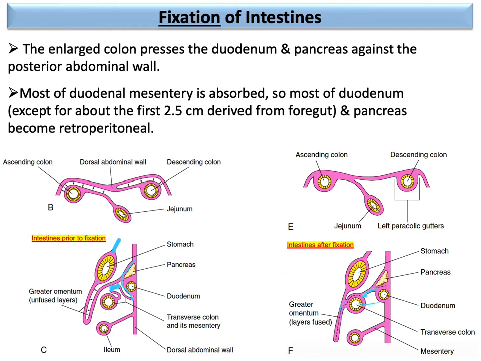So look at the fusion of the transverse colon. That's why you have the lesser sac here, and you have the stomach connected to the transverse colon like this by the greater omentum, right?